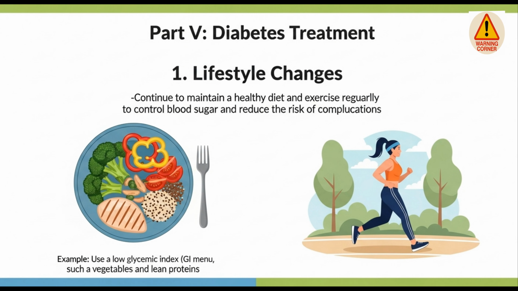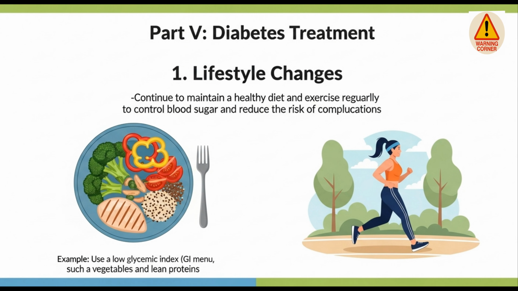3. Monitor your blood sugar regularly. Use a home blood sugar meter to monitor and adjust your diet and medication as directed by your doctor. For example, measure your blood sugar before and after meals to evaluate the effectiveness of your diet.